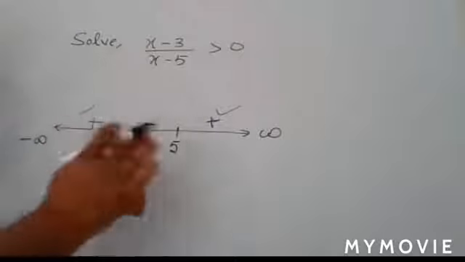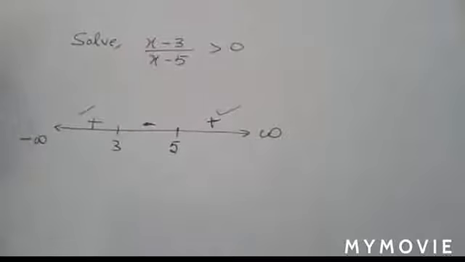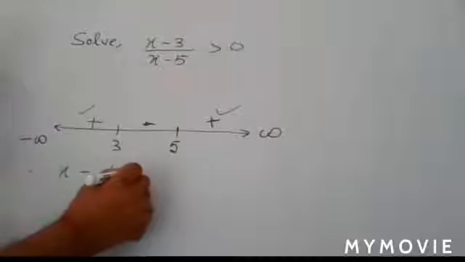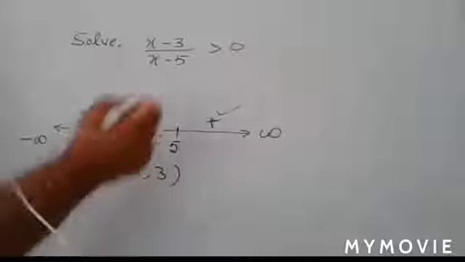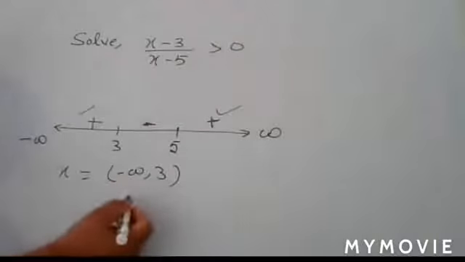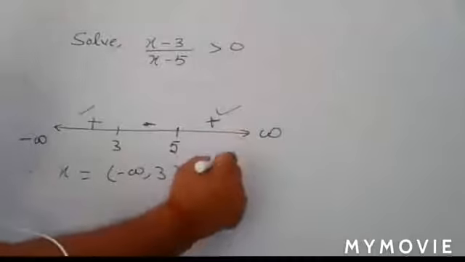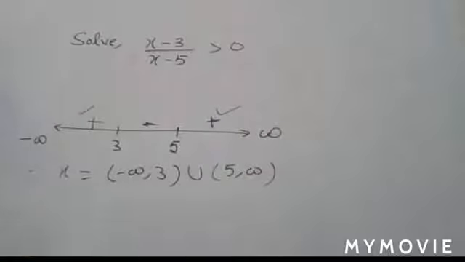So how do you write your answer? From this number line, x lies from minus infinity to 3, written as an open interval, because here you have the greater than 0 sign, not equal to. That's why you take the open interval, union this region 5 to infinity. That gives the value of x. Note it.